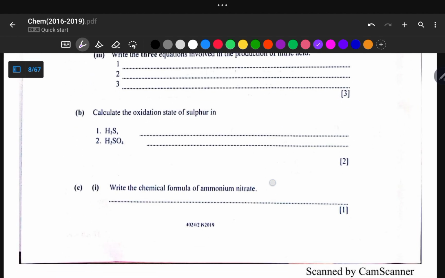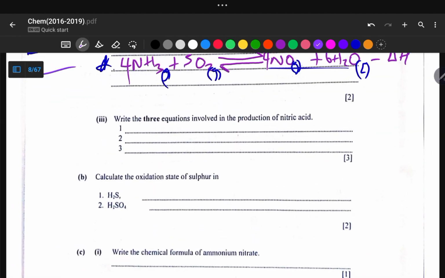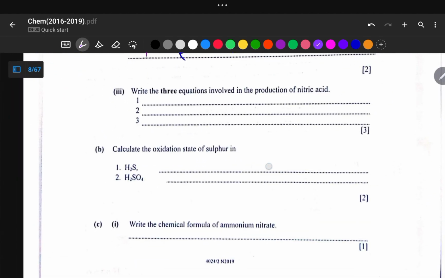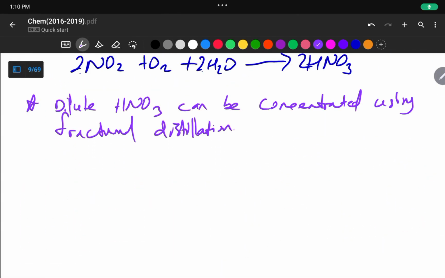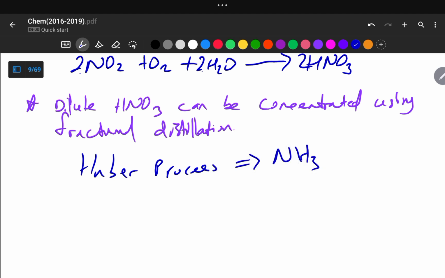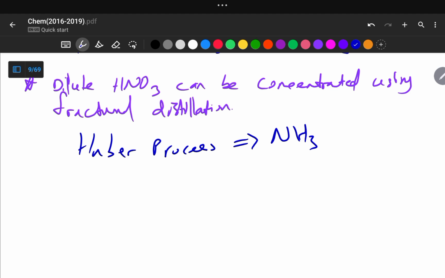So we are now moving on to the Haber process. So let me insert another page. So for the Haber process, this is the production of ammonia, right? So we have the raw materials, being hydrogen gas and nitrogen gas.